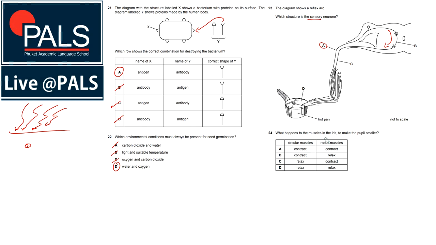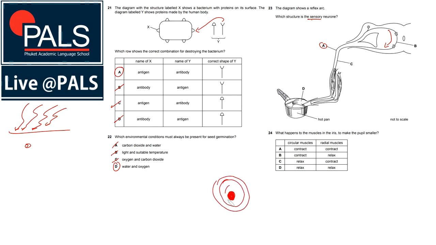What happens to the muscles in the iris to make the pupil smaller? So the iris is the structure around the pupil. The pupil is the opening. So if this is the pupil, then the iris is the colorful part in our eye around this structure.